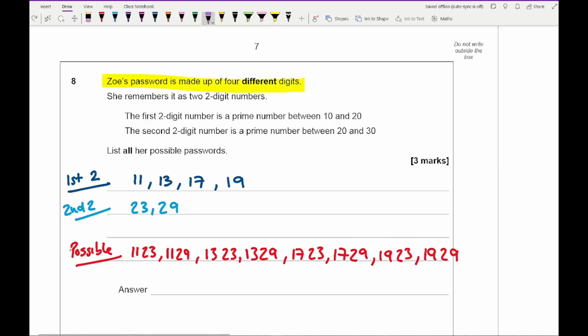Now the key thing we need to say here is that it says Zoe's password is made up from different digits. So any of those possible outcomes that has repeated numbers I can't use. It can't be the first one because the ones are repeated. It can't be the second one. It can't be the last one. So let me just double check to make sure there aren't any other options. So the possible options I could have are 1329, 1723, 1729 and 1923.